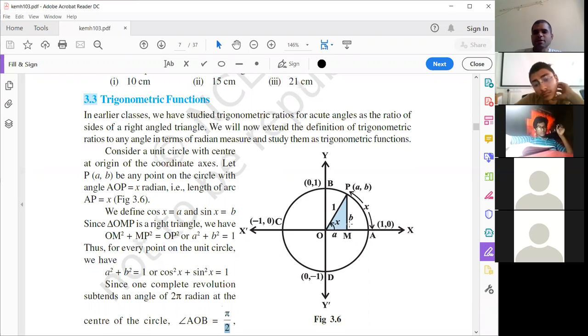This is the definition. You should not ask how this came about; actually it was defined in this way. We have to accept it like this, that cos x is equal to A and sin x is equal to B.